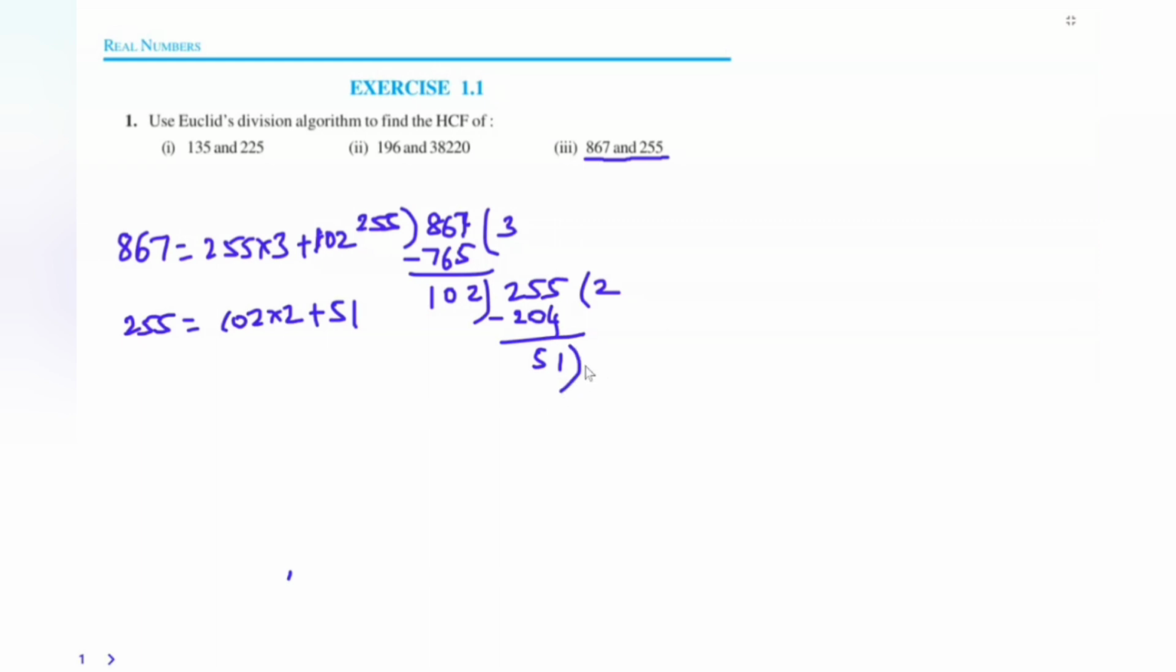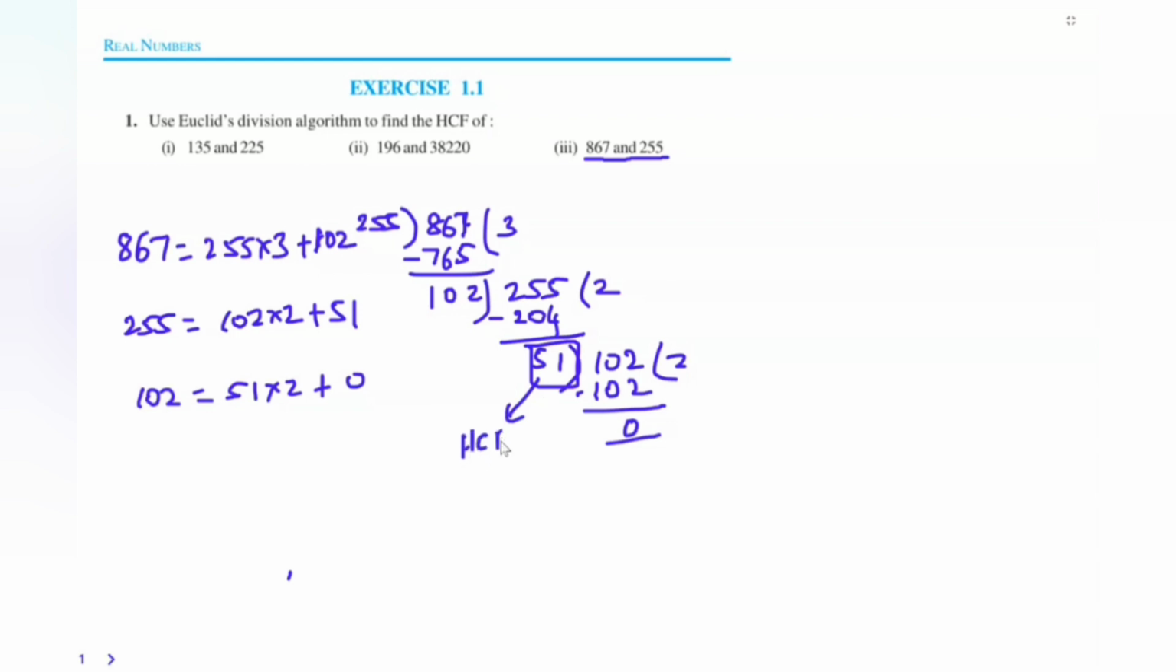51 is the divisor and 102 is our dividend now. Applying the division algorithm on these two numbers, we get 51 times 2 is 102 exactly. So we get 0 remainder at this stage. So let us write the third step: 102 is equal to 51 times 2 plus 0 as the remainder. Now at this stage where you got 0 as a remainder, the divisor at that stage is our HCF.